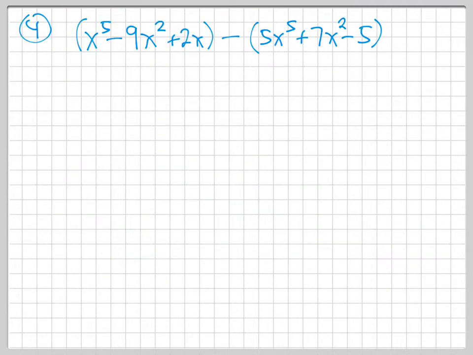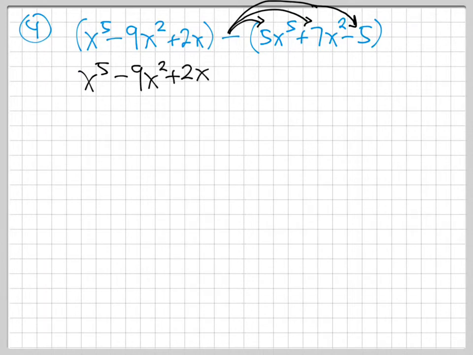So you know what to do with that minus in the middle, right? You're going to distribute it to the right. All right, so I'll bring them down. And then that minus is going to change all the signs there. So minus 5x to the 5th, minus 7x squared, plus 5. See how all three signs changed on that? We good? And now, let's combine like terms.